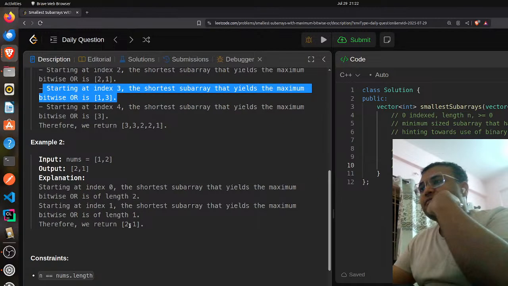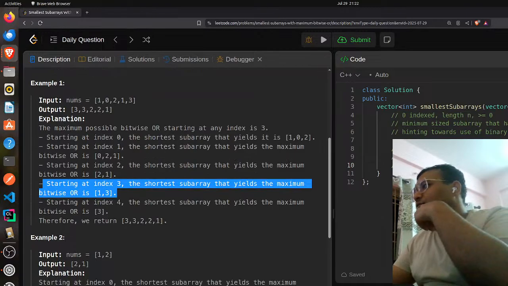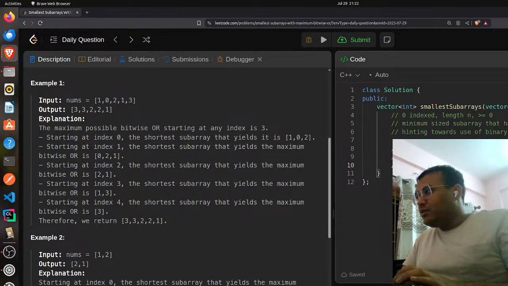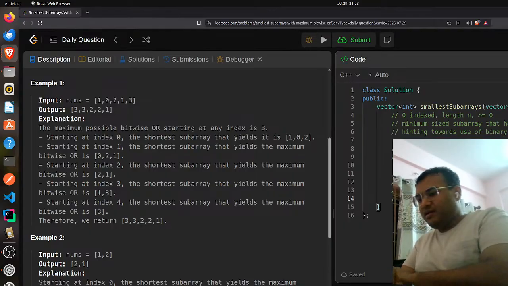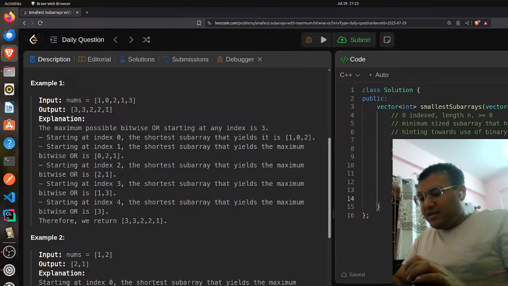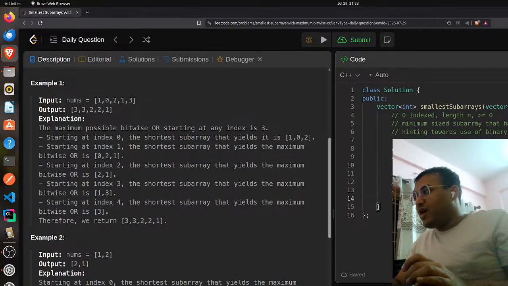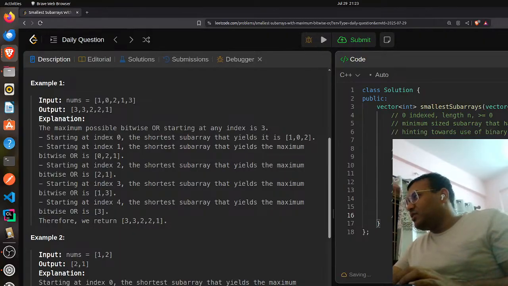So for each position, we have to calculate the minimum size of the subarray starting from that index which has the maximum bitwise OR.